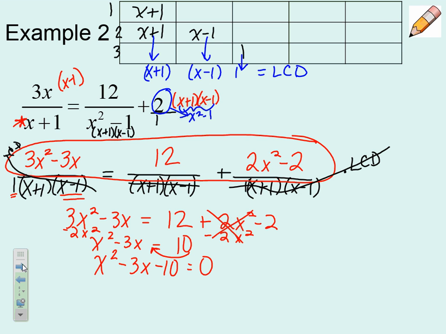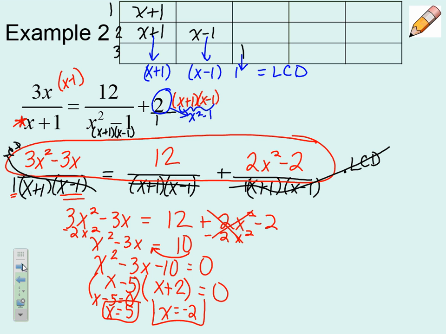Now, do you see what we're going to do? Hopefully, you realize that this is going to give me 2 solutions. This is a factorable problem that can give me 2 solutions. So what multiplies to make negative 10 and adds to make negative 3? Negative 5, positive 2. So one solution, if I take x minus 5 and set it equal to 0, x equals positive 5. And the other solution is x equals negative 2. So notice we got 2 solutions here.